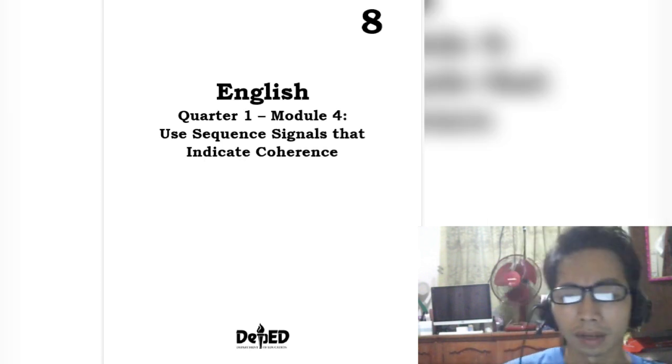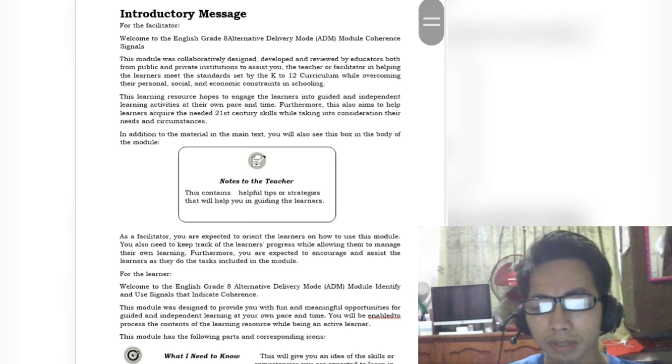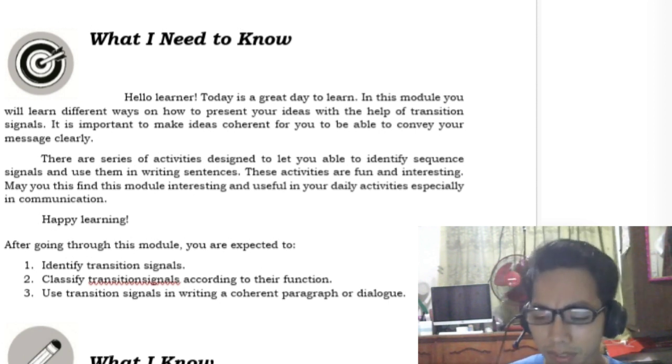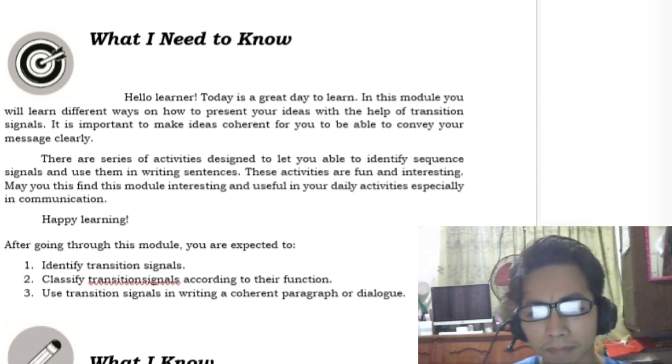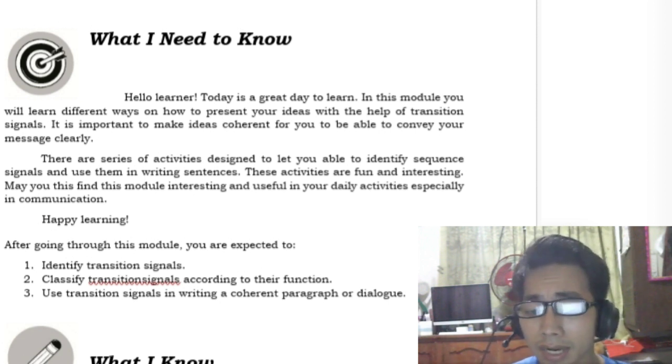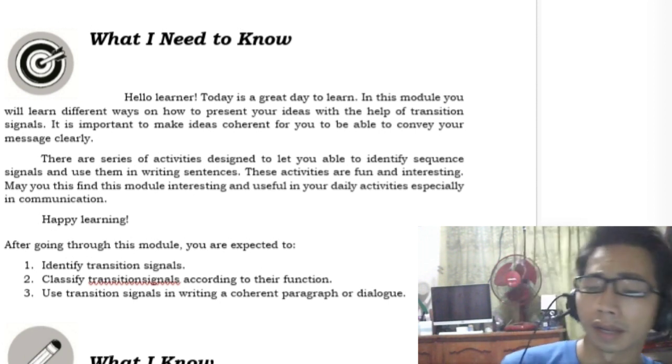So here, our objective for tonight's discussion is you are going to identify transition signals. Next, after identifying the transition signals, you're going to classify them according to their functions. Last, you are going to use transition signals in writing to create a coherent paragraph or a dialogue.